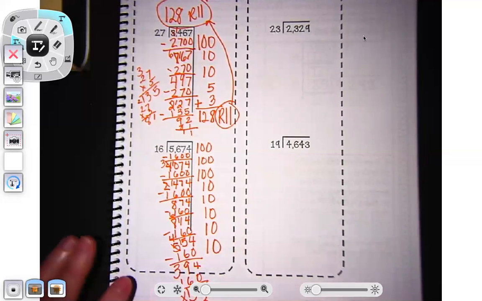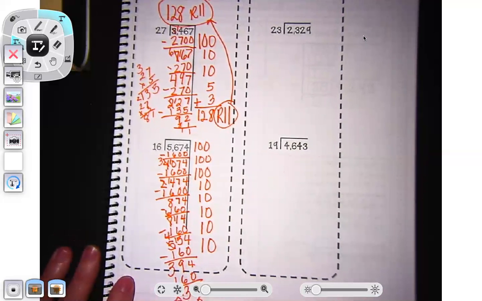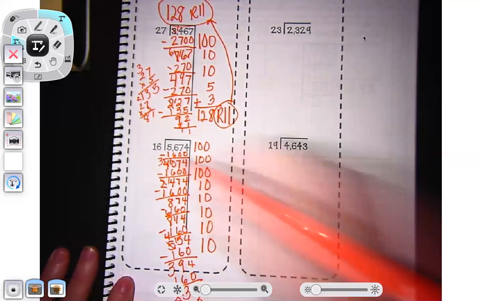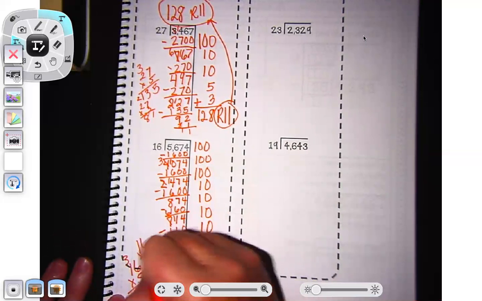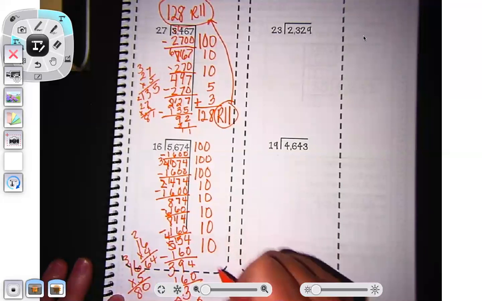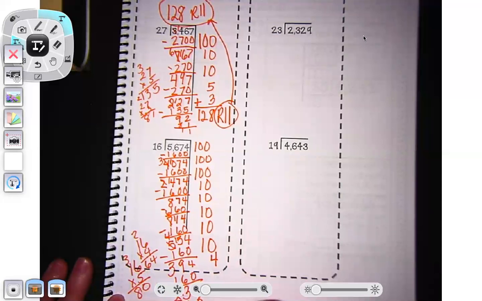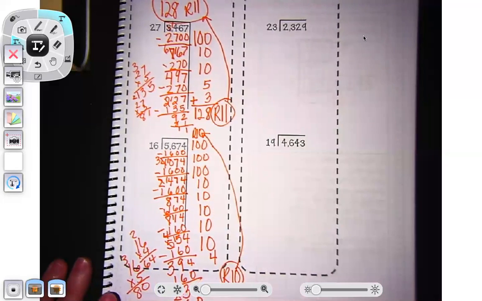All right, now we're down to 74. How many times can 16 go into 74? Let's try 5. 16 times 5. Nope, that's 80. So then we need to do 16 times 4. 64. So we need to put 4. And then I've got a remainder of 10. So I'm going to take my remainder of 10 to the top up here.